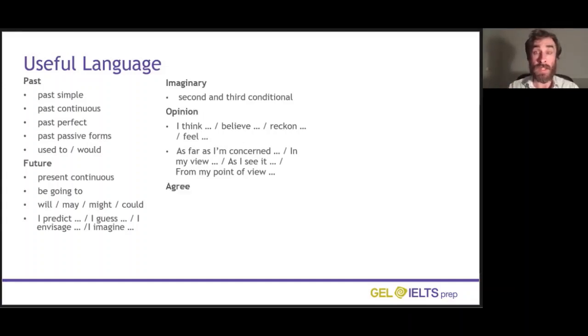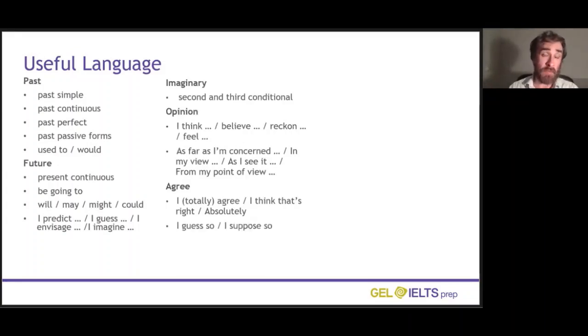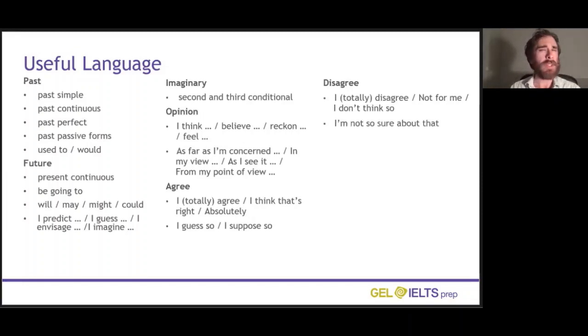For agreeing with a sentence, you might say, I totally agree with this. I think that's right. Yes, absolutely. Because, and then you'd give a reason. I guess so. I suppose so, if you're not 100% in agreement. For disagreeing, I totally disagree. Not for me. I don't think so. I'm not so sure about that, when you think you disagree, but again, you're not 100% sure.